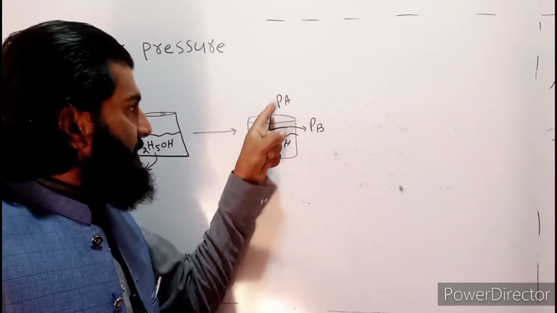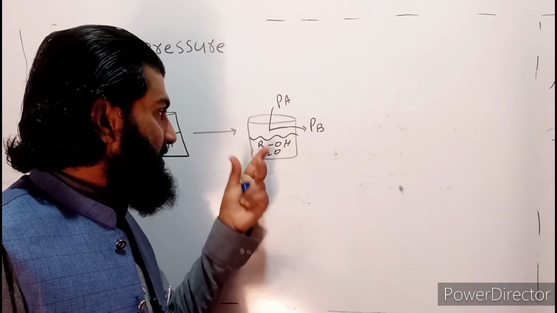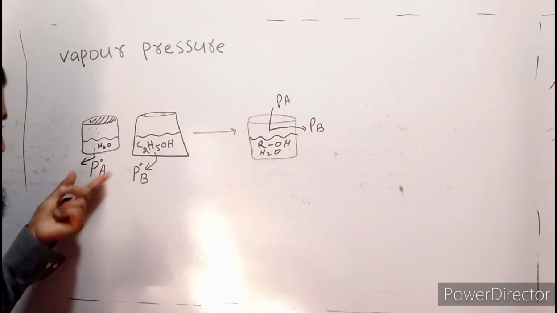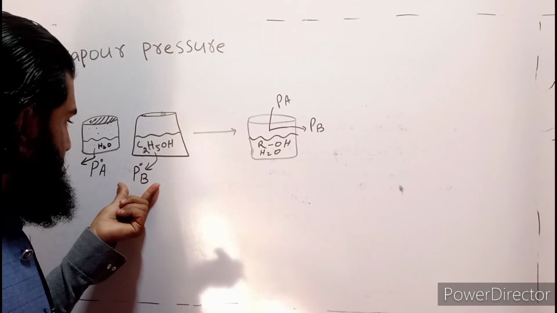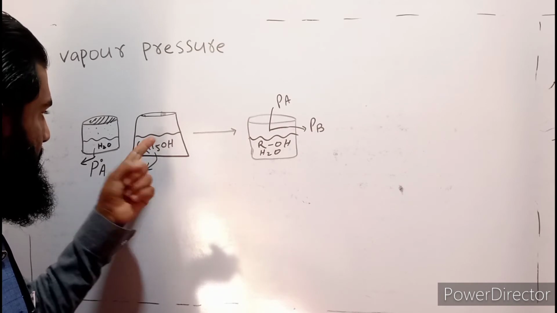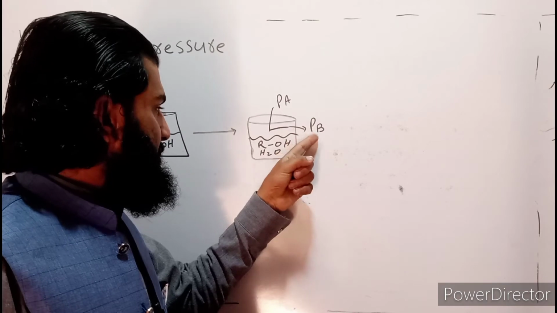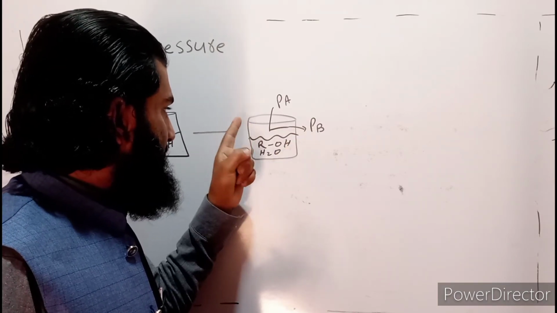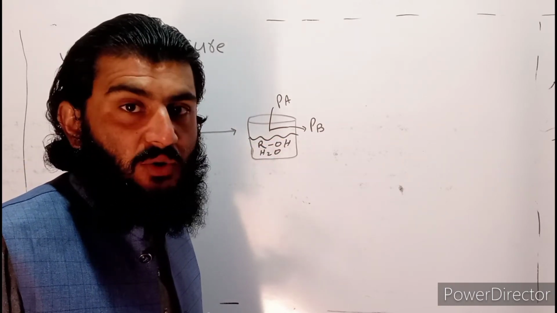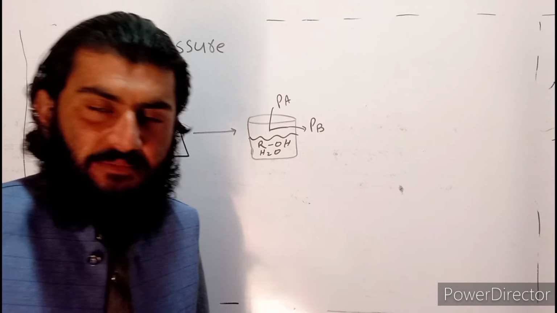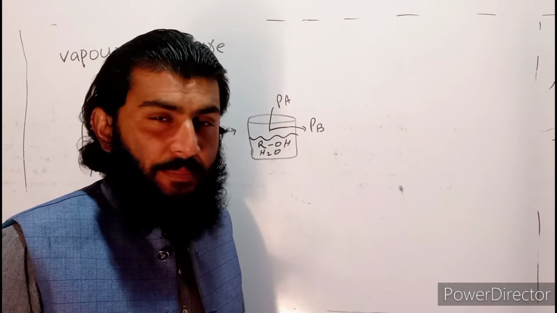Clear? This denotes the pressure exerted by the vapors of a liquid in a mixture form, while this is the pressure exerted by the vapors in a pure form. P naught B shows the pressure exerted by the vapors of this liquid in a pure form, while PB shows the pressure exerted by the vapors of alcohol in a mixture form. So now we want to apply Raoult's law. How will we calculate the vapor pressure?